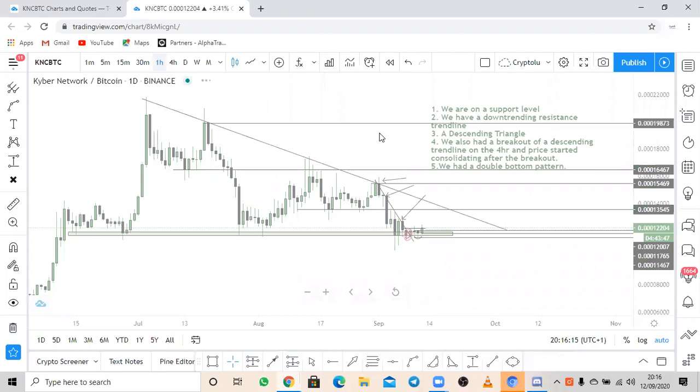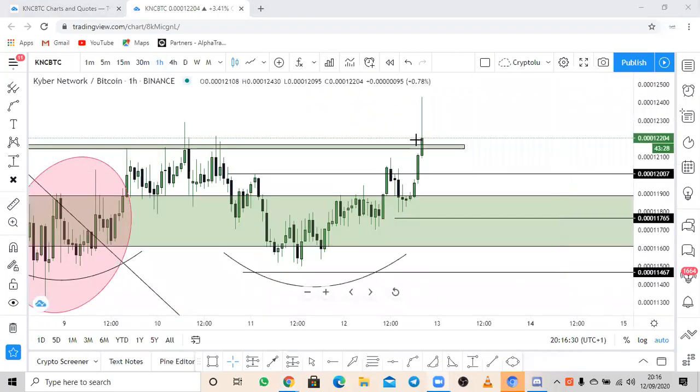You can see that it's even back to the neckline here. So you cannot just take the trade from here.